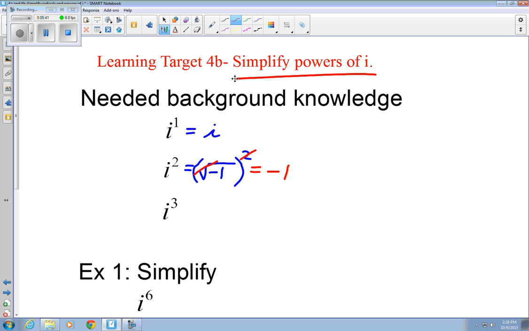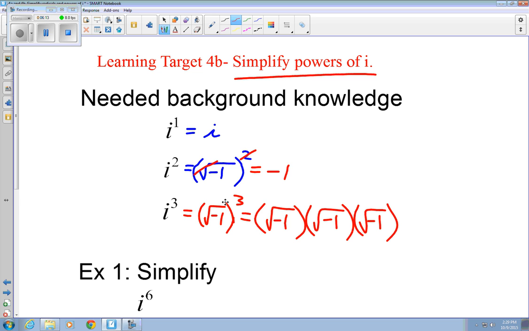So now if we try to simplify i to the third, we have i to the third is, so if we think about, we have square root. So i to the third is the square root of negative 1 to the third power. Square root of negative 1 is i. And if we break this down even further, we have the square root of negative 1 times the square root of negative 1 times the square root of negative 1.